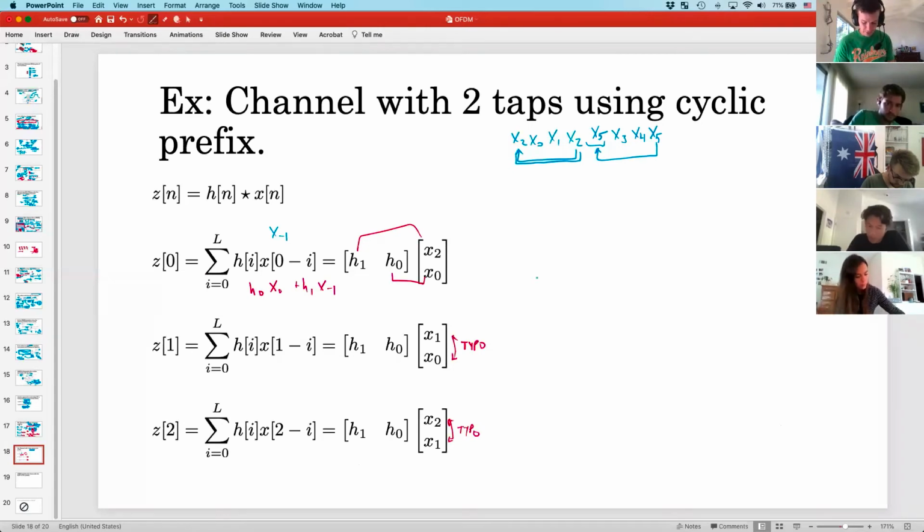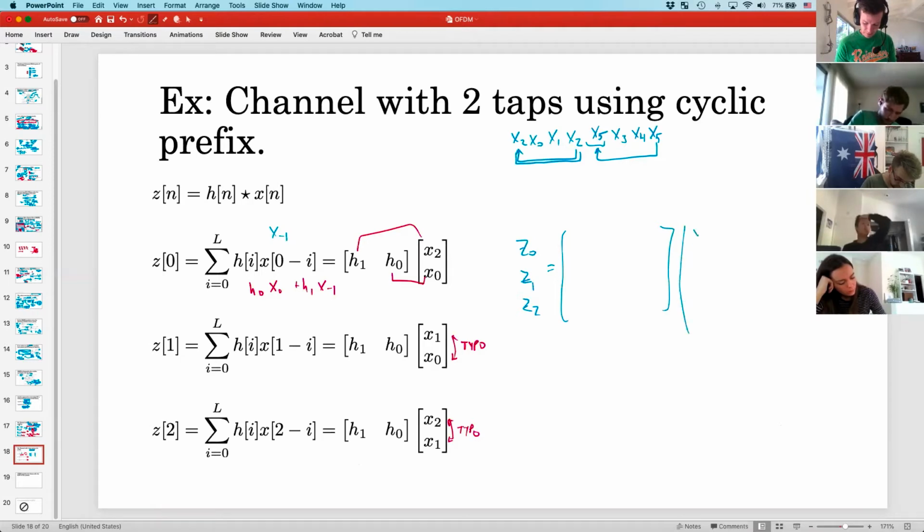So now what would this look like stacked in a matrix? So this would be z0, z1, z2. And now, well, x0, x1, x2. So here's the trick. Did you see what just happened? This is now a 3 vector.